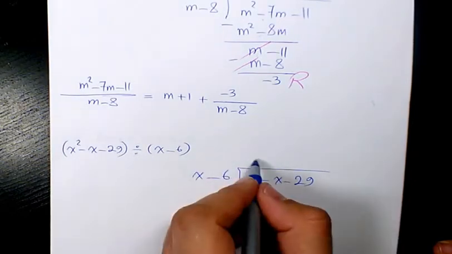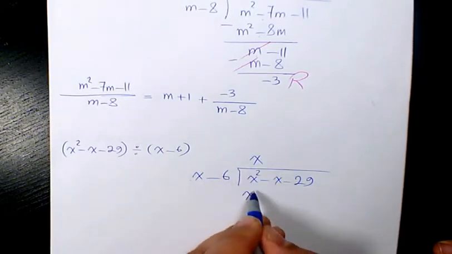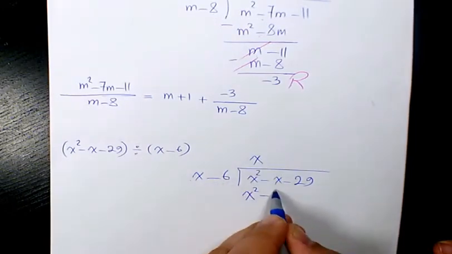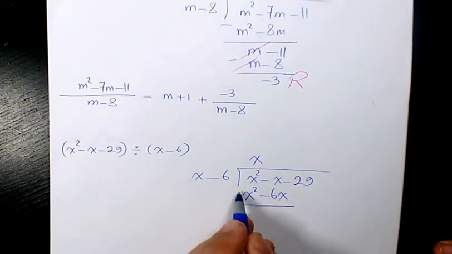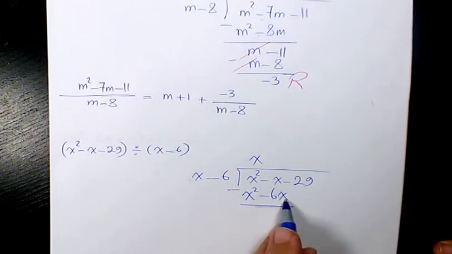x squared divided by x is x. Then you need to multiply it. x times x, x squared. x times negative 6, negative 6x. Cancel out when you subtract it. Negative x minus negative 6 is going to be plus. It's going to be 5x minus 29.